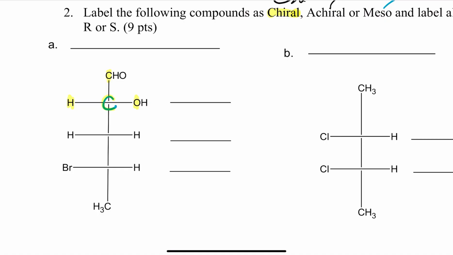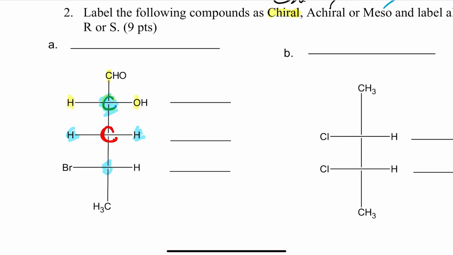But let's look to see how many. What is this carbon connected to? This carbon's connected to a carbon, a hydrogen, and a carbon. Well, the hydrogens aren't connected to anything else, and that's the same thing, so it's not chiral right there. That's not a chiral center.